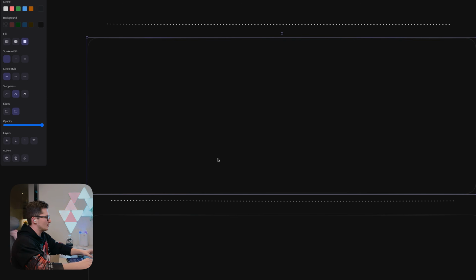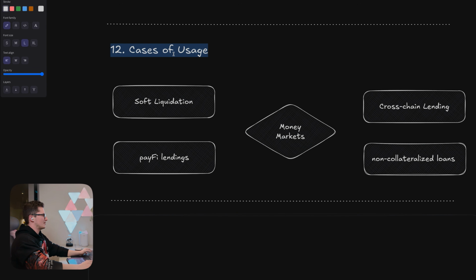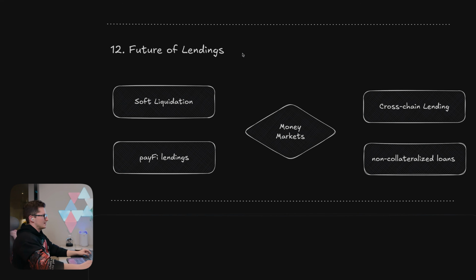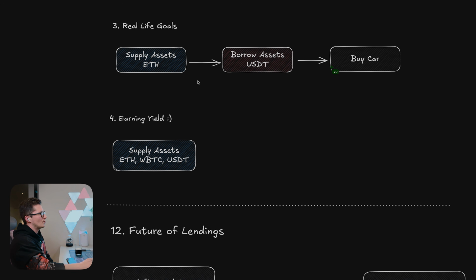But I would love to also go and share information about the future. Sorry, that should be called the future of lendings. So the future of lendings: soft liquidation. What does it mean? It means that we should invite the liquidator to liquidate your borrowed assets. But what if we immediately sell some part of your assets and repay your borrow? It's called soft liquidation. So we will need to have an AMM protocol here.